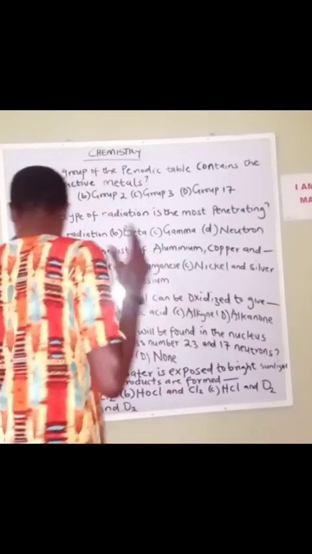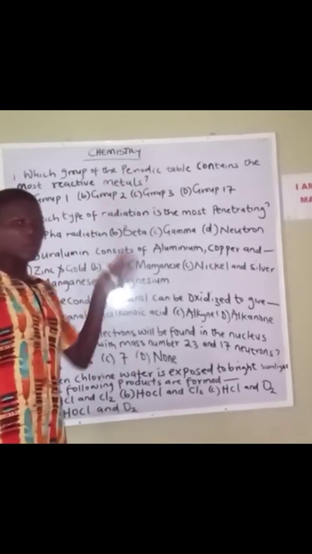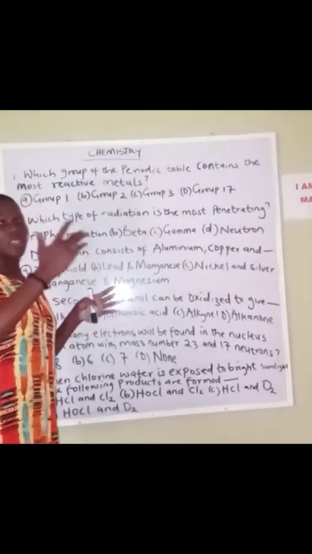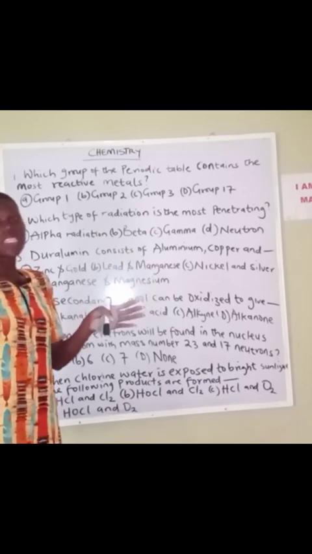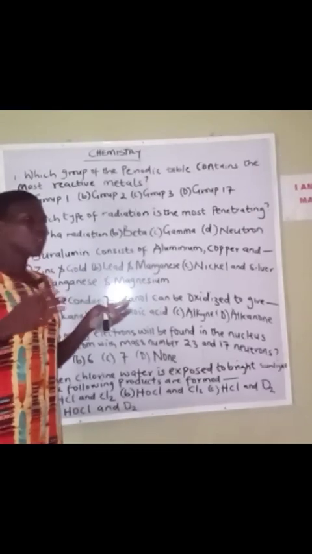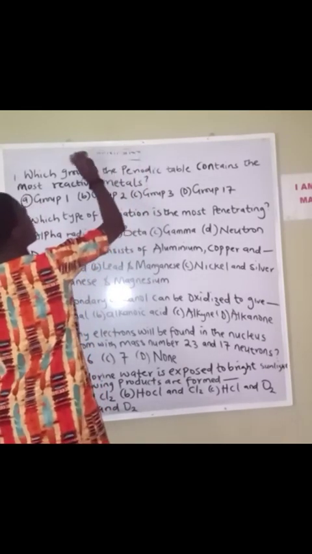Now the question says, which group of the periodic table contains the most reactive metals? The periodic table is a table that contains elements, how they are arranged in increasing order, and how they react, based on their family and also their group. Maybe that will be in my other class, where I'm going to explain the periodic table. Permit me to clean up this.